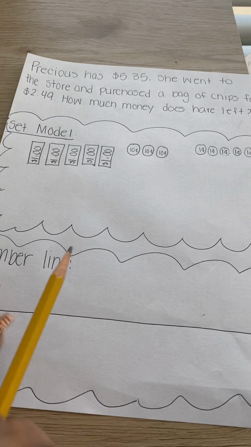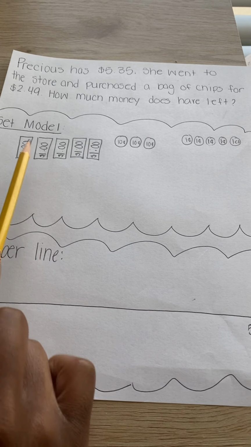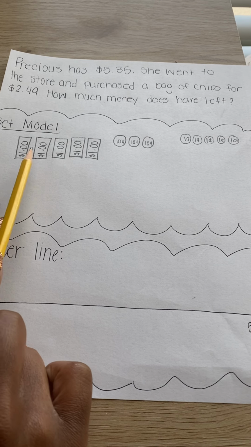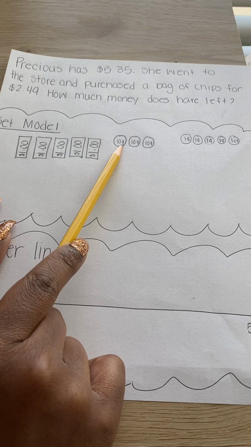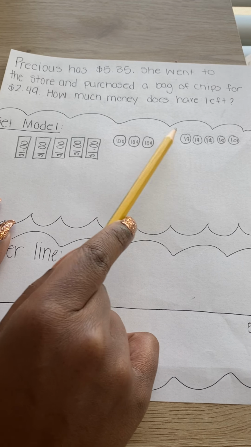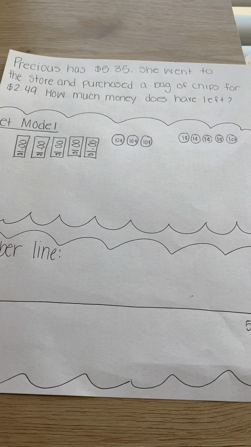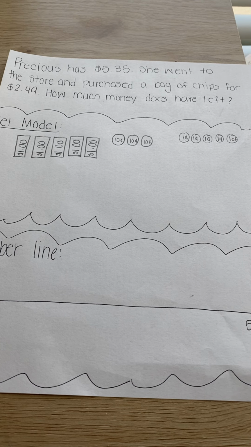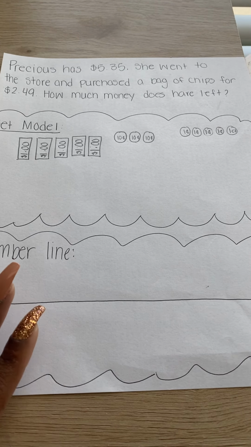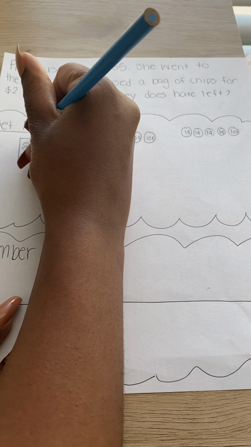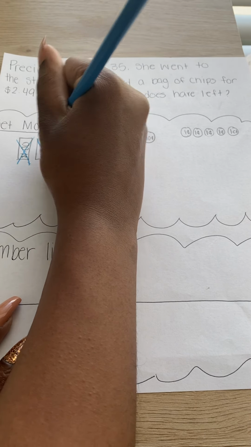Okay, so now we are going to use the set model. Okay, so we're going to represent this problem using money. Okay, so I already drew out 1, 2, 3, 4, 5 ones. I have 30 represented by dimes, 10 cents, and then I have the 5 represented by 1 cent. Okay, so remember I'm subtracting, so the goal is to get rid of the 2 first. So $2, crossing that out.